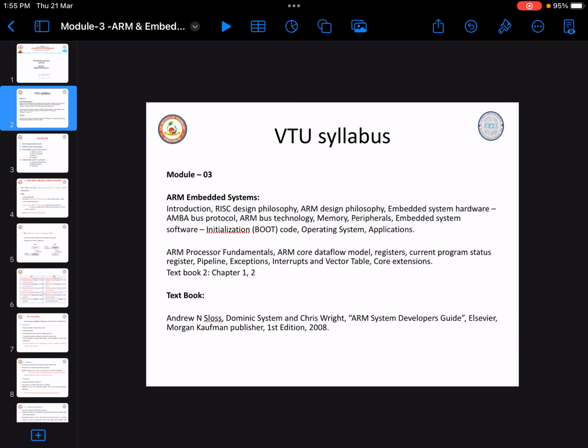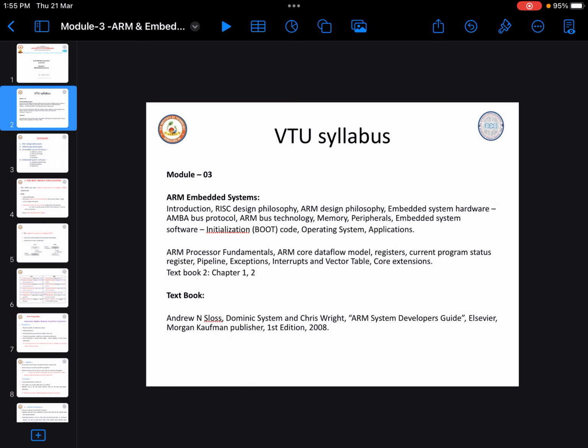So first we will be talking about ARM Embedded Systems, RISC design philosophy, ARM design philosophy, and the embedded system hardware, followed by the software. Then in the second part we'll be discussing ARM processor fundamentals, core data flow model, registers, general purpose registers, CPSR registers, then some of the pipelining concepts along with exceptions and interrupt vector table, followed by the core extensions.